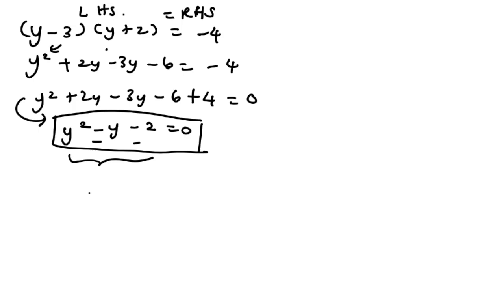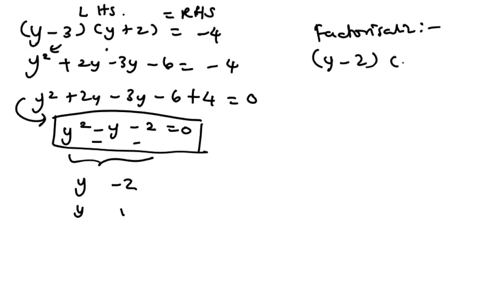When we factorize, I'm sure you know what it is. You have y minus 2, y plus 1, isn't it? This is trial and error from here. Then factorization leads to y minus 2 times y plus 1 equivalent to 0.